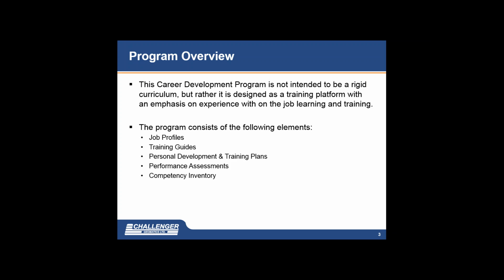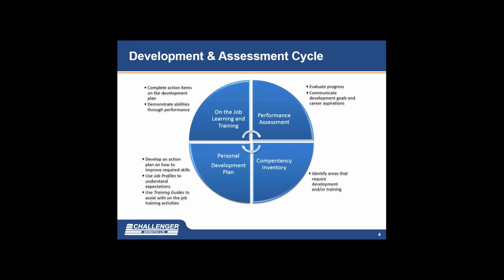If you have interests in different areas or interest in specific types of projects, it's really just an avenue that I think is going to help in terms of identifying where you might want to go with your career here at Challenger. So the program consists of job profiles, training guides, personal development and training plans, performance assessment, so that being performance review, and there's also a competency inventory. We'll go into more detail about those components later on in the program. So when we look at what a development and assessment cycle entails, the first stage you would have is your performance assessment. And in the performance assessment, that's the opportunity where we as Challenger and you as the employee are able to evaluate your progress. So how have you been doing within the last year?